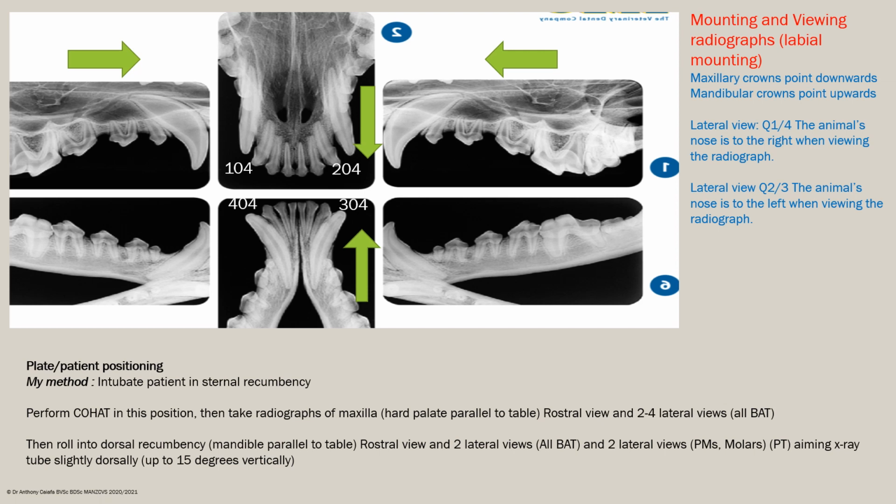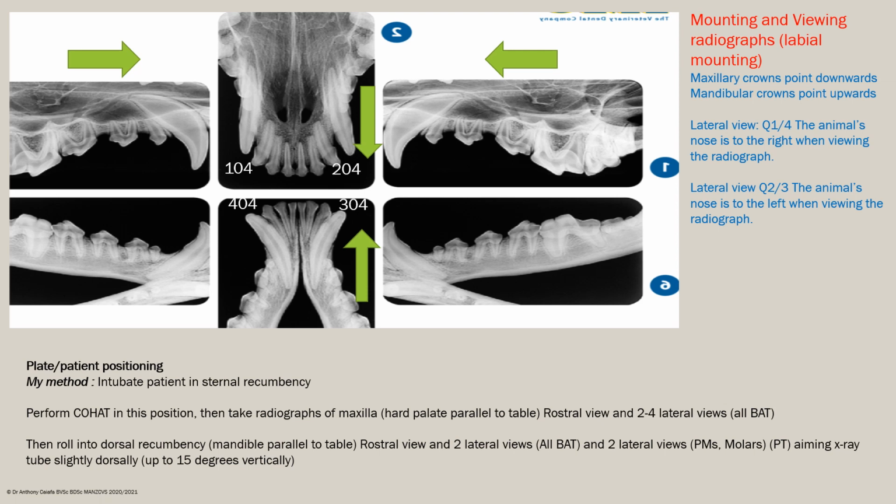If we're taking a lateral view of quadrant 1 or 4, the animal's nose is to the right when viewing the radiograph, as you can see on the left-hand side images. If we're taking a lateral view of quadrant 2 or 3, which is the left side of the patient, the animal's nose is to the left side, as you can see on the right-hand side of the images.